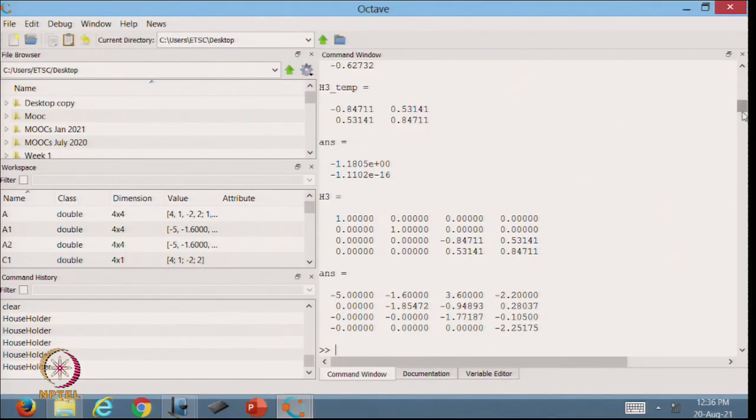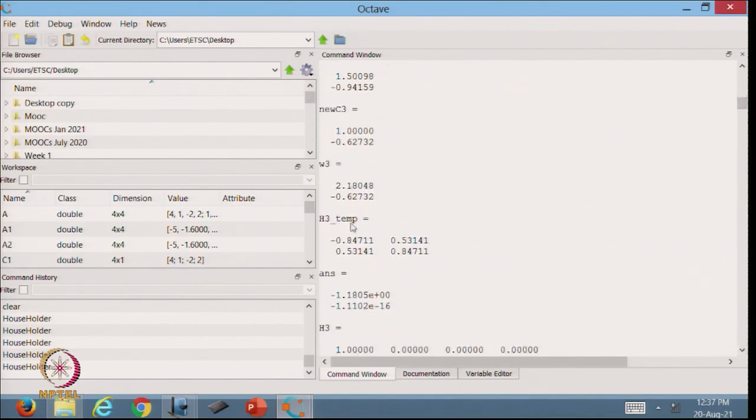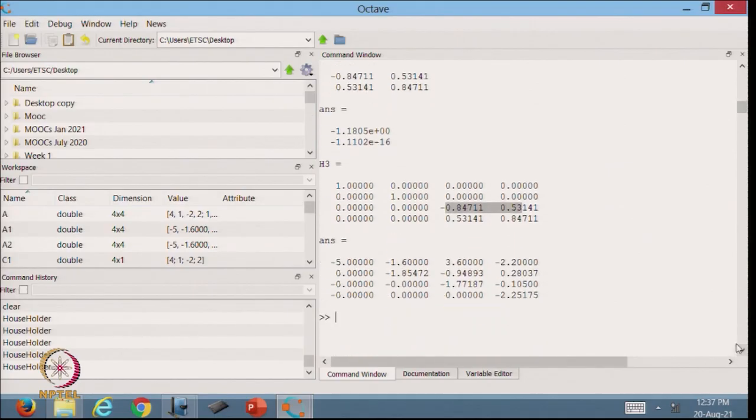Now, after getting this, this is my C3 we have found, because I need to find this value 0 here. So, my new C3 is 1.5. I divide by 1.5, I will get this value. W3, I got this value, and then using this W3, we have made the Householder matrix that we call H3 temp, that will be 2 cross 2, and if I put this one, I will get this value here. You can see that it is 1.1 something, and this is a 0, e raised to power minus 16 means 0 value. And then my H3 becomes, so I put this matrix here, and this is just the block diagonal matrix we got, and now we are applying this on the A3. You can see that this became my new matrix, and that is the upper triangular matrix. So, after doing this, I got my upper triangular matrix.